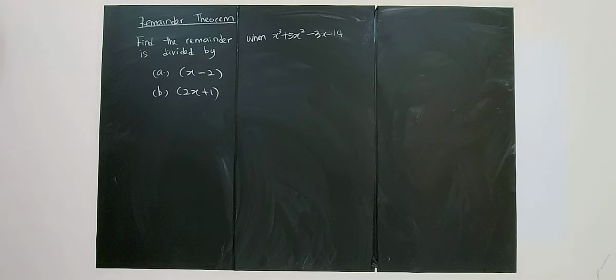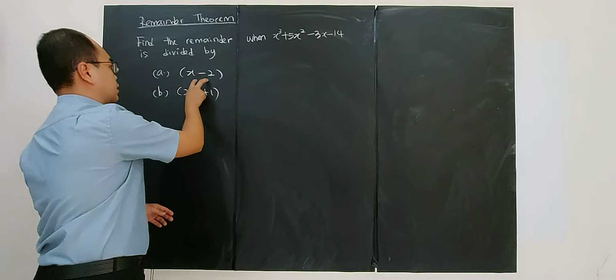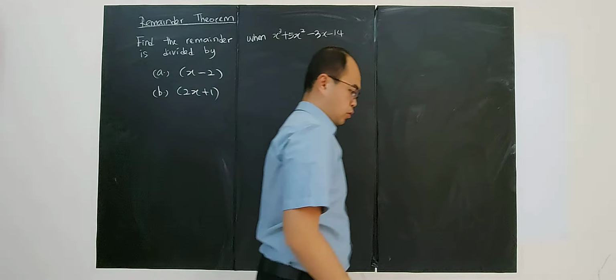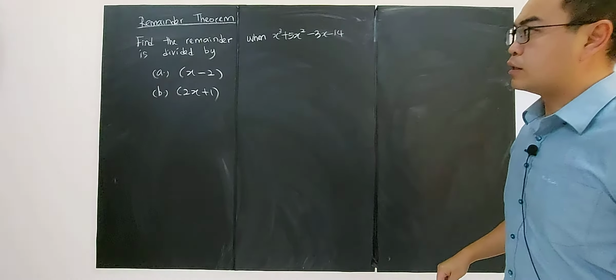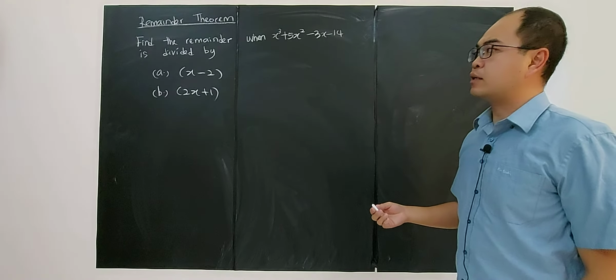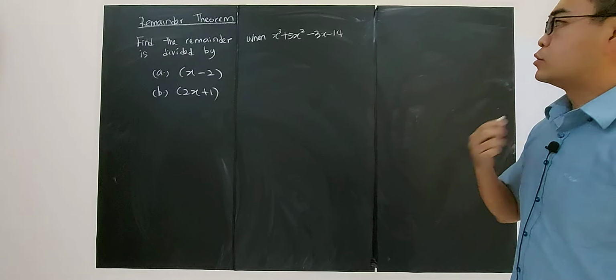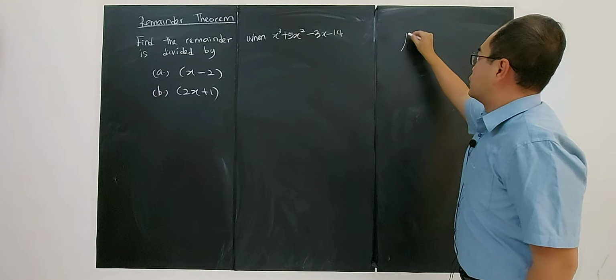Hi, in this video we're going to talk about the remainder theorem of polynomials. As you know, when you divide a polynomial by one of its linear factors, you get a remainder. The remainder is either 0 or a number. This is what I mean.